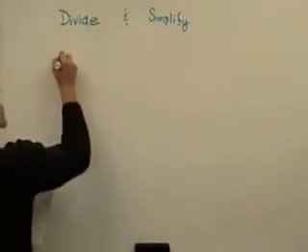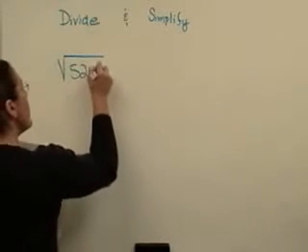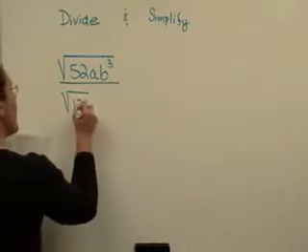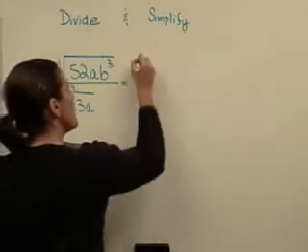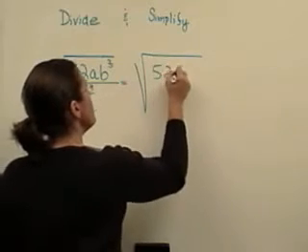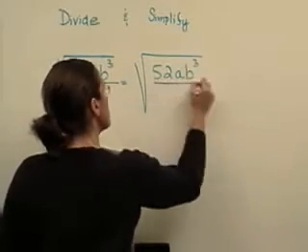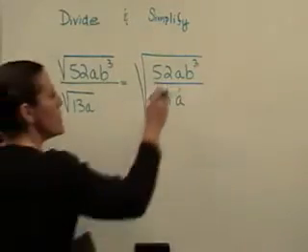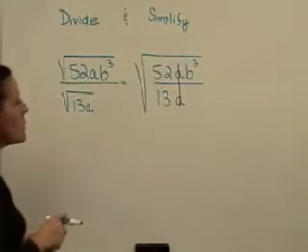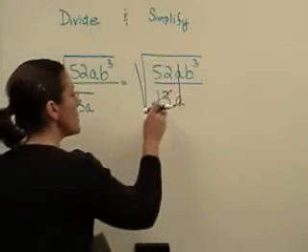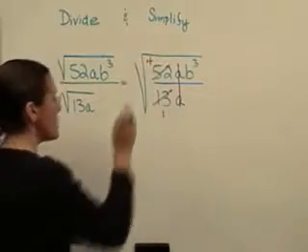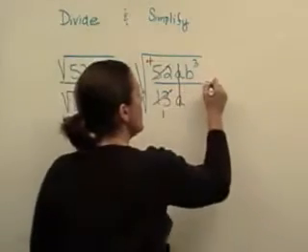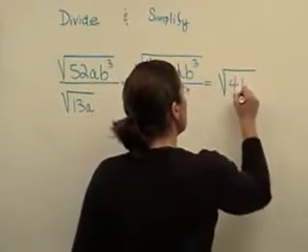If I have the square root of 52ab cubed divided by the square root of 13a, I can put them under a single individual radical and go ahead and reduce if it's possible. And so the first thing I see is those a's. Those are equal to 1. But I believe 13 goes into 52 4 times. And as a result, what I'll have here is the square root of 4b cubed.